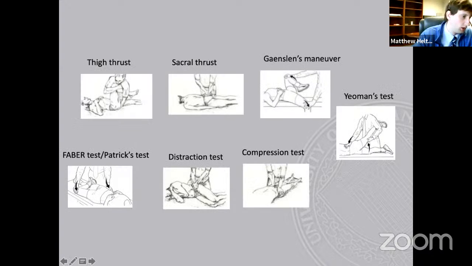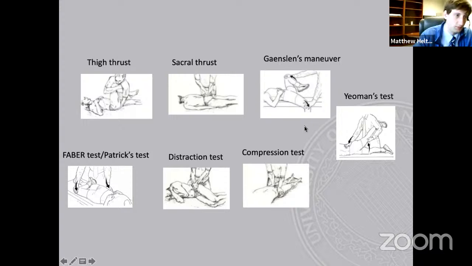So looking at the provocative tests, just to review this for everybody, there's the thigh thrust, where on the symptomatic side the hip is flexed, the knee is flexed, and you place downward force on the thigh. The sacral thrust, with the patient in the prone position, applies pressure to the sacrum.